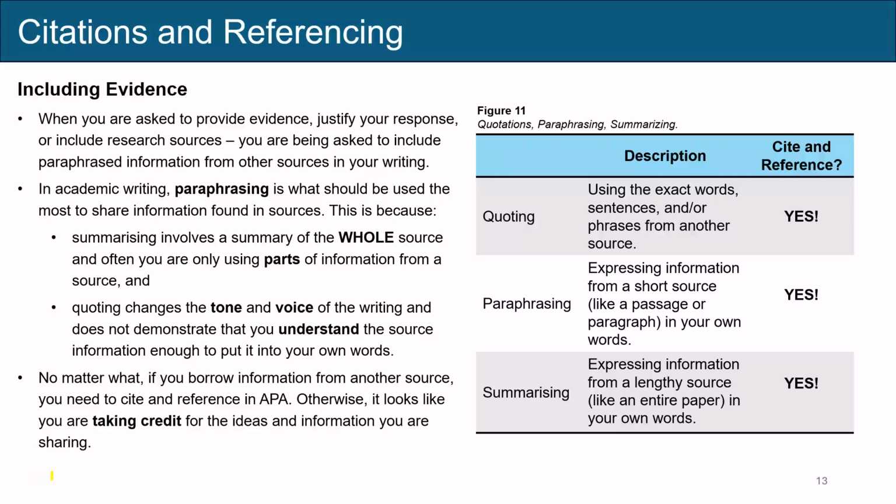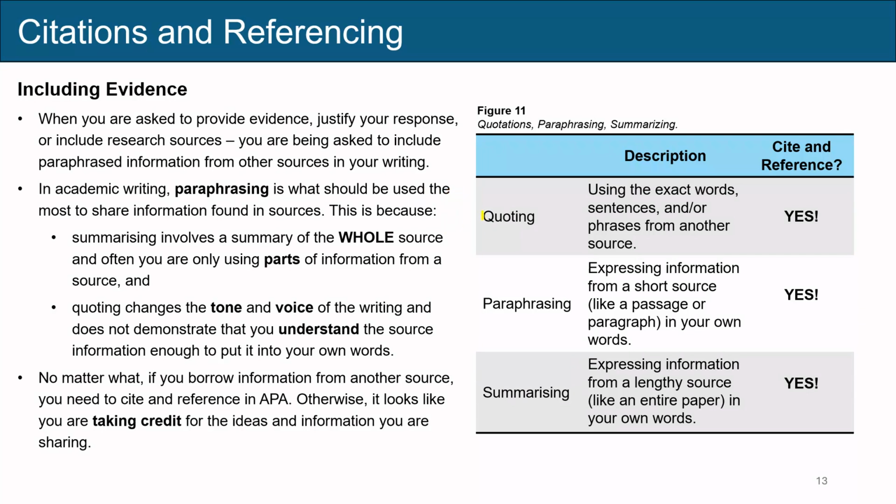Now, big deal here, because this is how we demonstrate that we are not plagiarizing or misusing information. And that is how we include our evidence and examples. If you're asked to provide evidence, examples, if you're told to justify your response or use research sources, what you are being asked to do is include paraphrased information from other sources within your writing. So paraphrasing is what we generally focus on in academic writing, because it summarizes the information that you need to include. It is written in your own words, so it does not change the way the writing sounds when it is being read. And it still follows with other ways to source information.